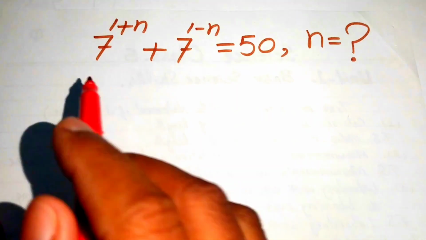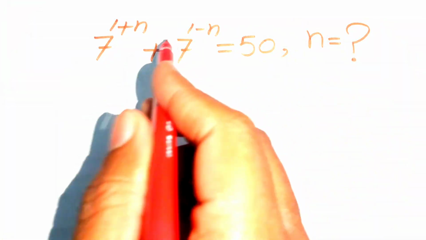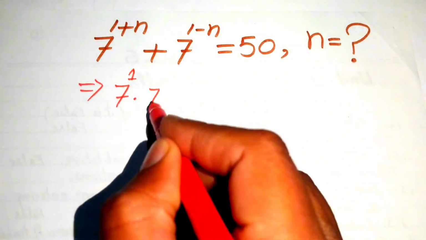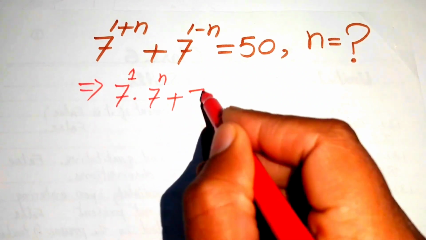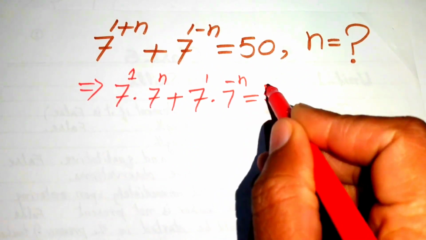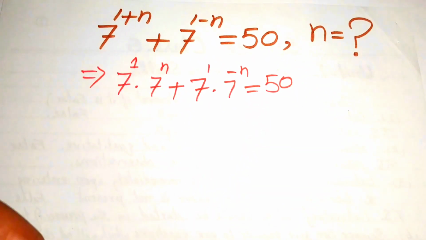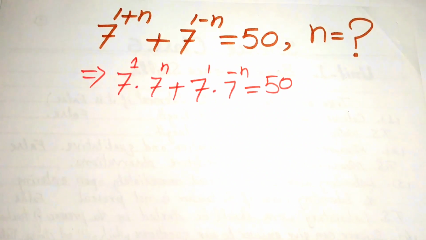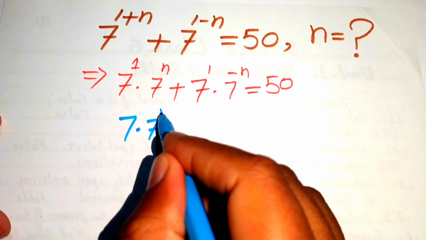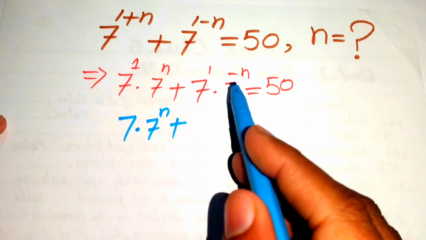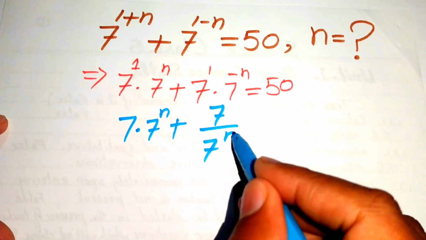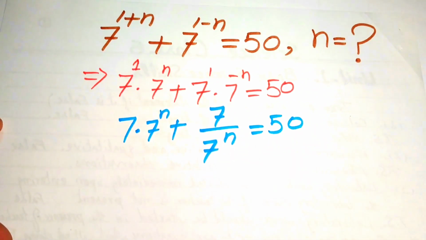So the very first step we are going to do is break the exponent of both of the terms and write it as 7 to the power of 1 into 7 to the power of n plus 7 to the power of 1 into 7 to the power of minus n equals 50. And now in the next step we simplify the terms and write it as 7 times 7 to the power of n, plus we move the 7 to the power of minus n from upside to the downside, and we write it as 7 over 7 to the power of n equals 50.